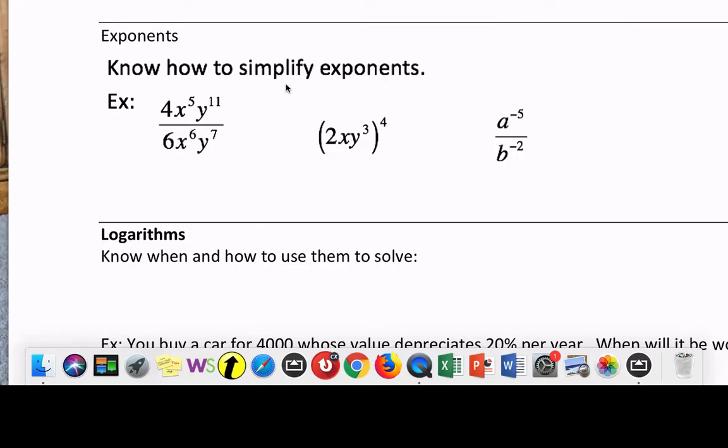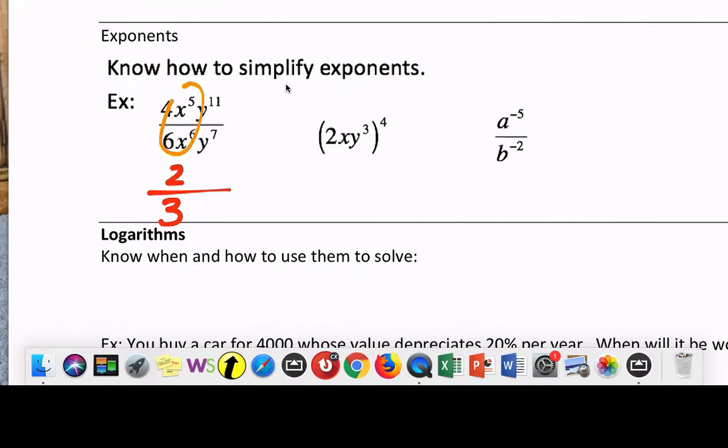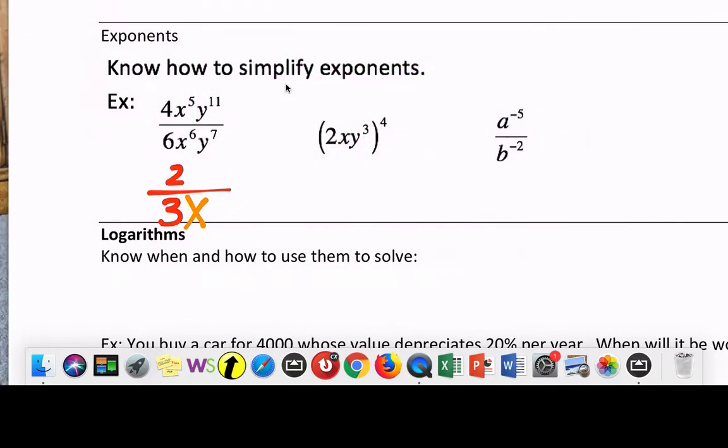The first one, take a look at the 4 and the 6. What can you divide each of those by? You can divide them each by 2 and reduce that to 2/3. Then look at your x's. You have 5 on top and 6 on bottom. So when you reduce, there would be 1 left on the bottom, so we would have an x on the bottom. And then look at your y values. Again, we have 11 on the top and 7 on the bottom. So when you cancel, there would be 4 left, but they would be on the top because there's more on the top. So there's the answer for that one.